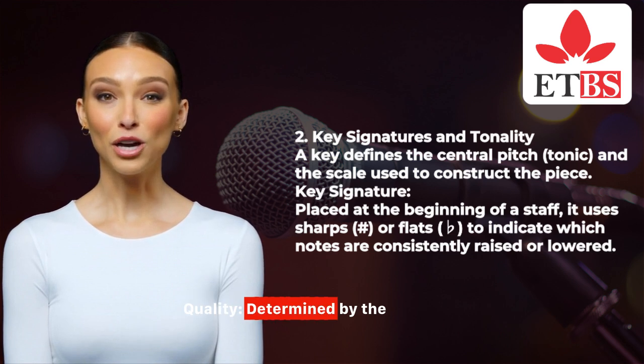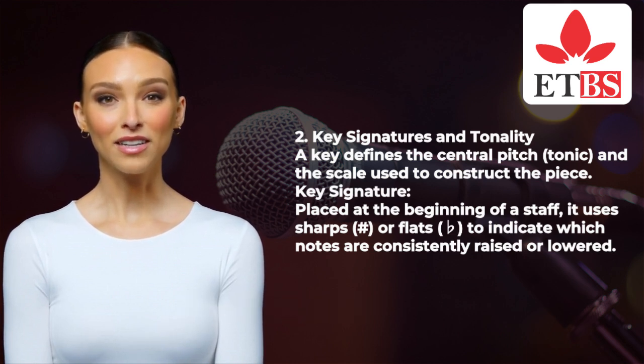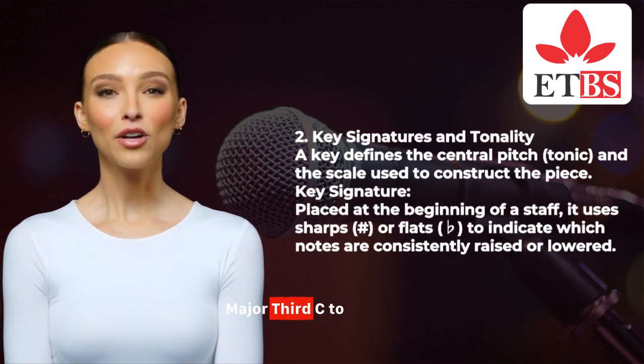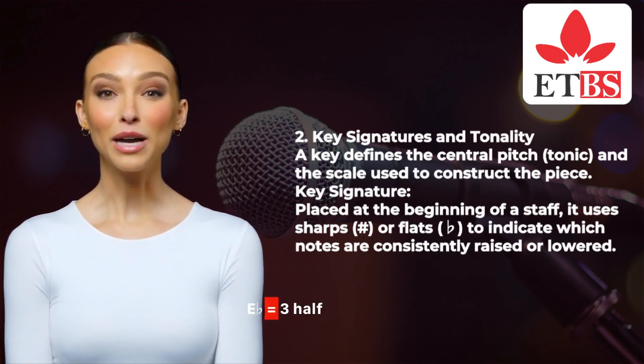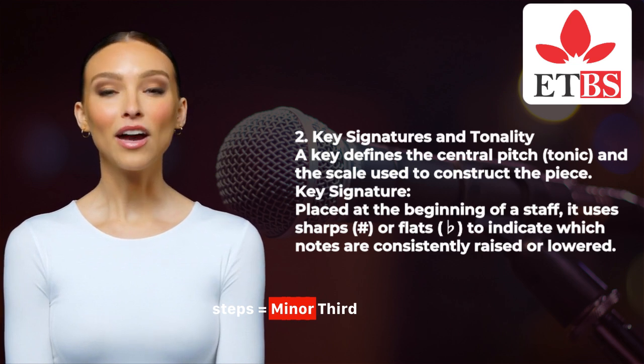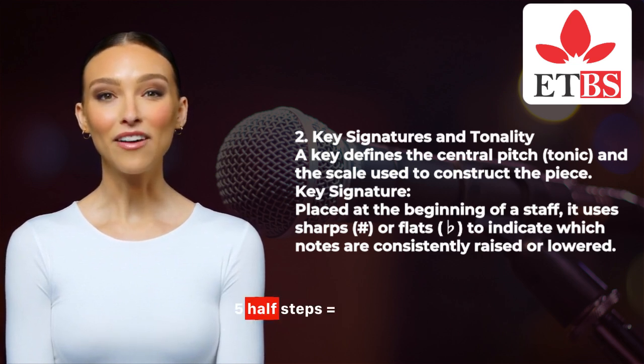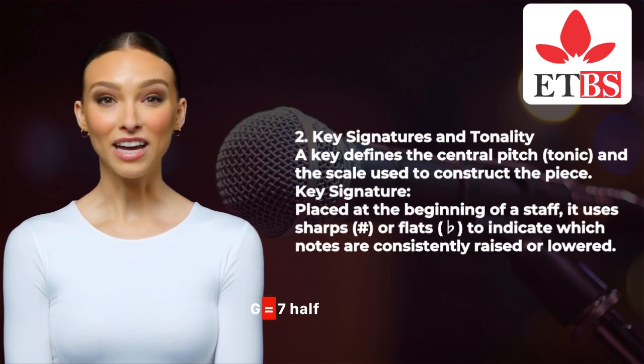Quality: determined by the number of half steps. C to E equals 4 half steps, a major third. C to E flat equals 3 half steps, a minor third. C to F equals 5 half steps, a perfect fourth. C to G equals 7 half steps, a perfect fifth.